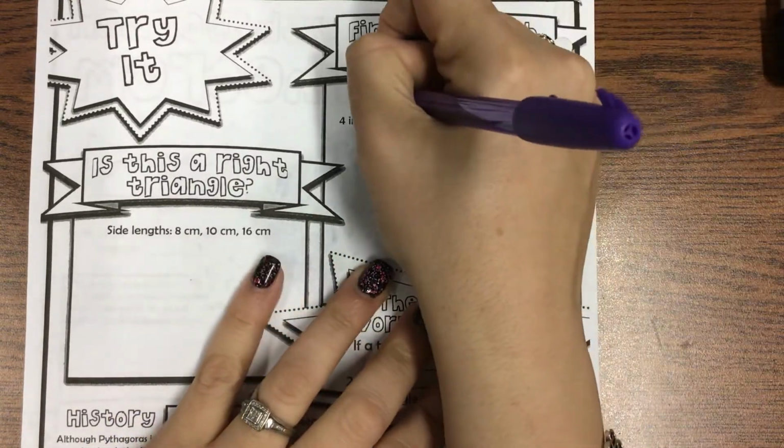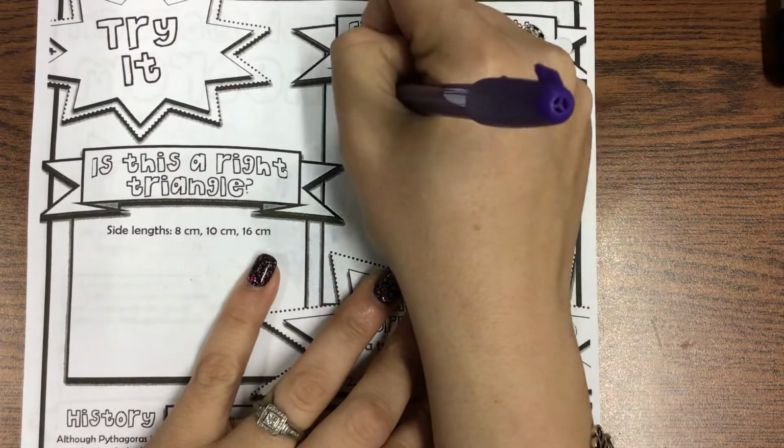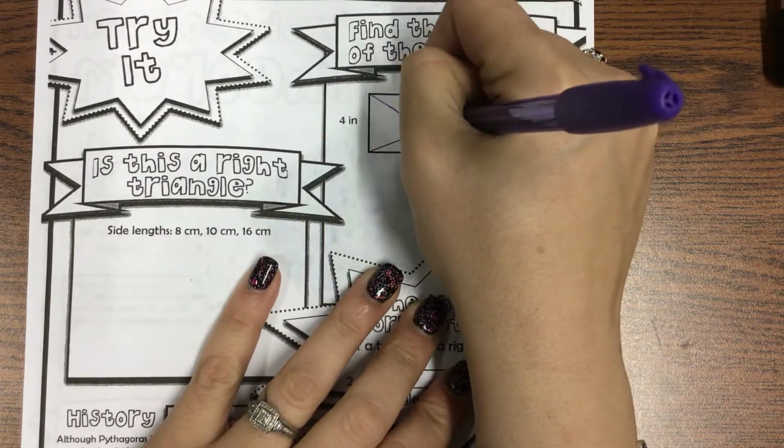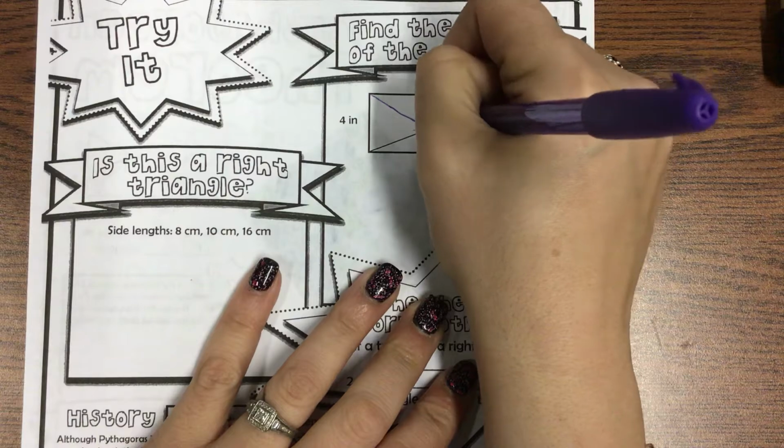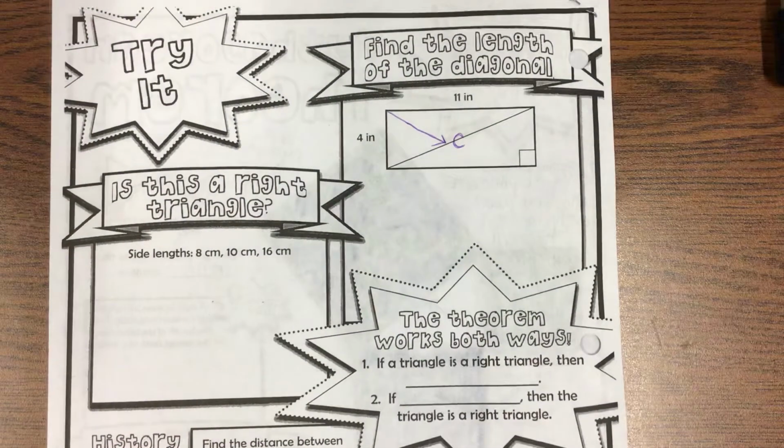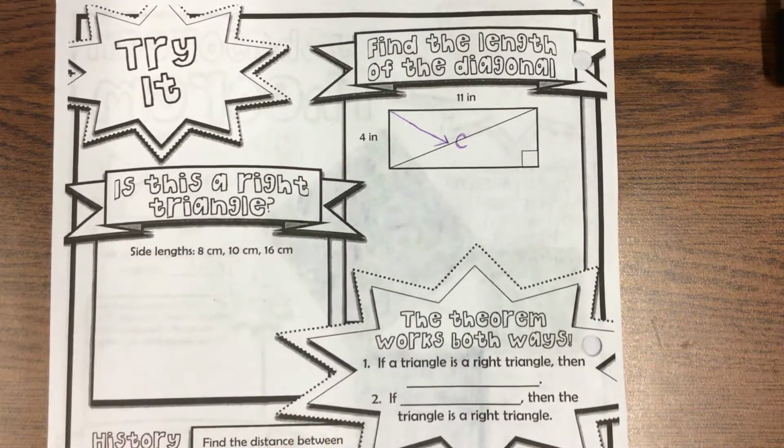Before we really jump into this video, the first thing I want you to do is pause the video and find the length of this diagonal. Solve for C. Once you're done solving for C, I'm going to walk around and check you as you're working. When you're done solving, come back to this video.